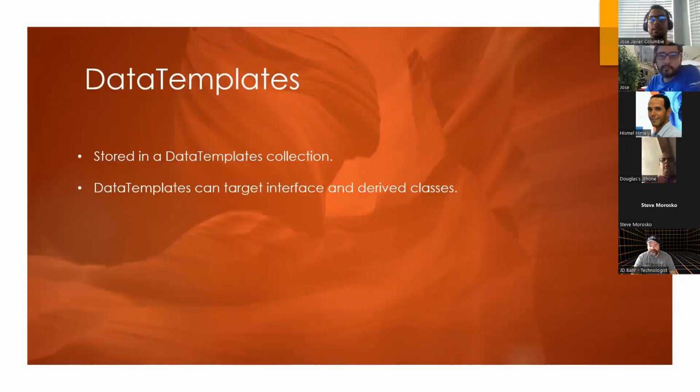Data templates, same as styles, store a data templates collection. And data templates in Avalonia, which does not happen in WPF, can target interfaces and derived classes. I think that today, when we want to develop a really loosely coupled application, we need to use interfaces across the board. That's the way to go. So we can switch implementations and say, okay, right now we don't want to export to Excel, we want to export to another format, and we just change the implementation of the same interface and we're good to go. So data templates now can target interfaces and derived classes.